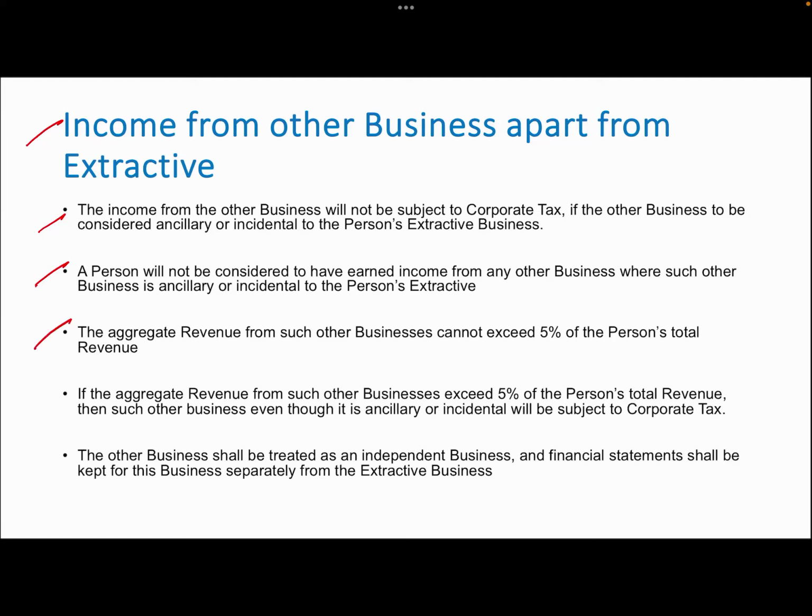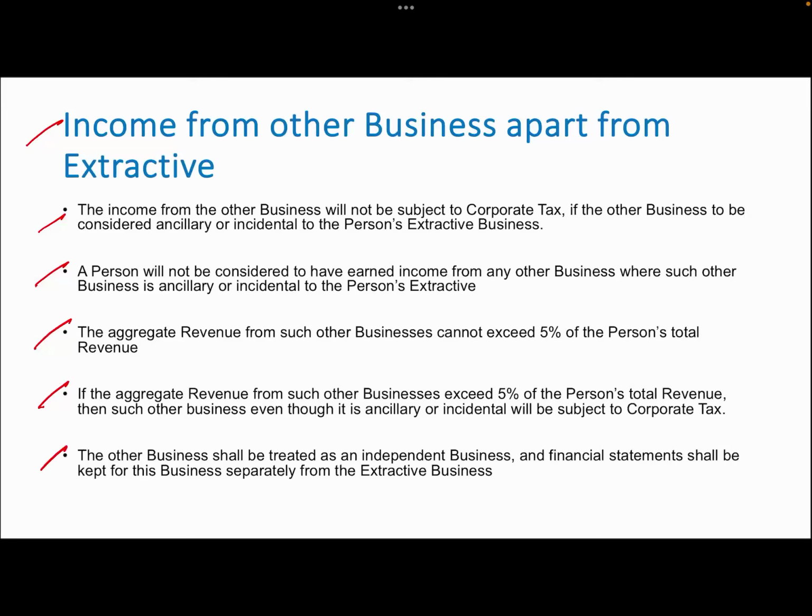The aggregate revenue of such other businesses should not exceed 5% of the person's total revenue. If the aggregate revenue from such other business exceeds 5% of the total revenue, then such other business, even though it is ancillary or incidental, will be subject to corporate tax. If it is equal to or less than 5%, then that business will not be subject to corporate tax, provided it is ancillary or incidental to the person's extractive business.